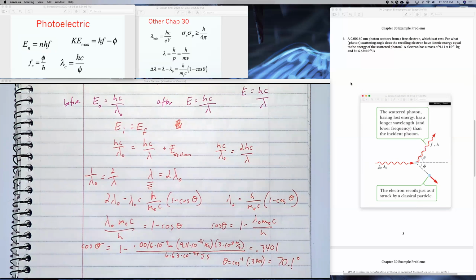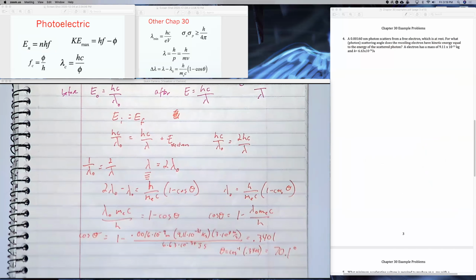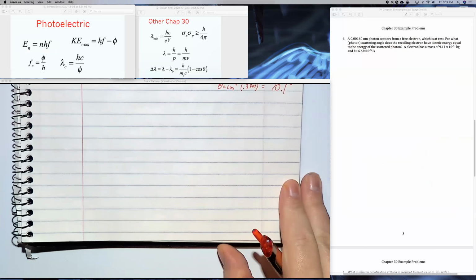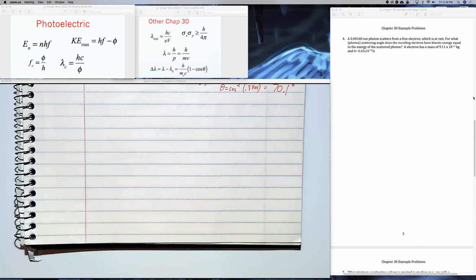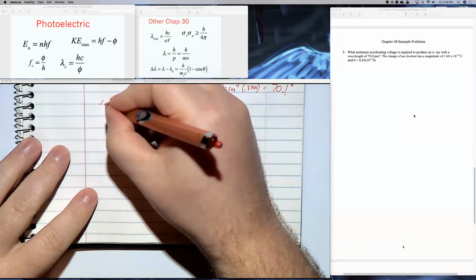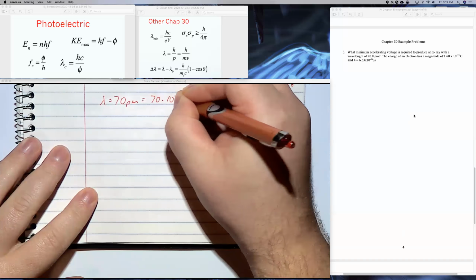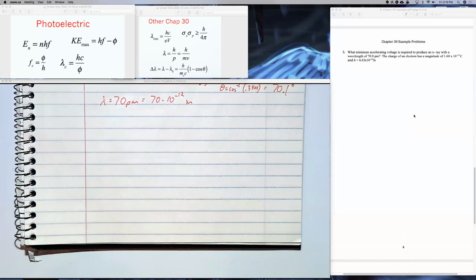One of the other big things we did this chapter was we talked about X-rays. So what minimum accelerating voltage is required to produce an X-ray with a wavelength of 70 picometers? So lambda is 70 picometers, which is 70 times 10 to the negative 12 meters.